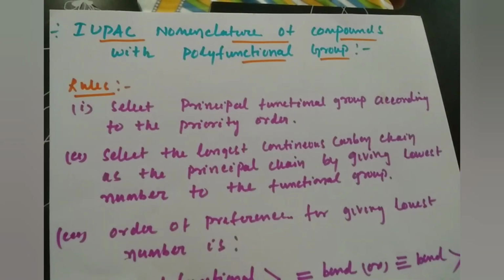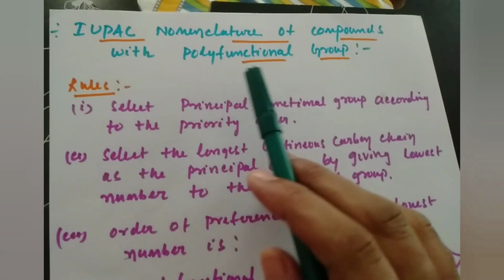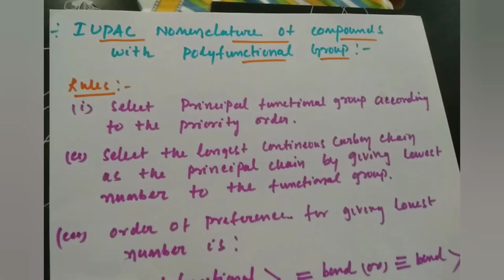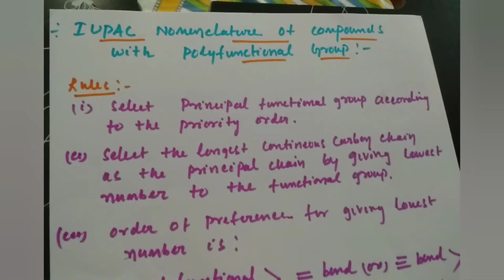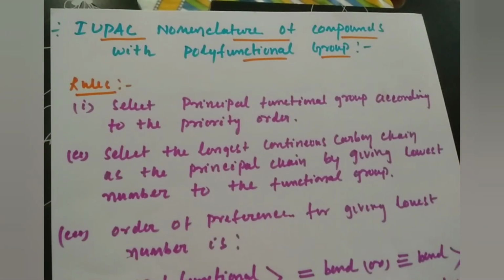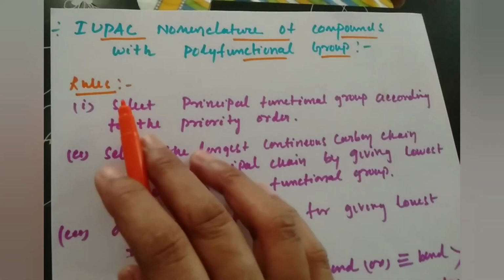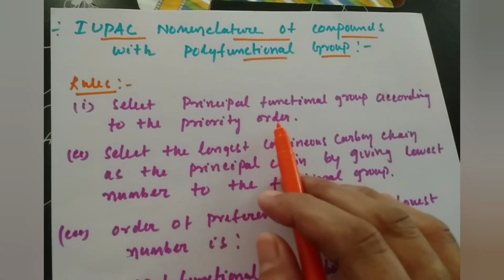Hello students, let us discuss IUPAC nomenclature of compounds with polyfunctional groups. If more than one functional group is present in a compound, then how will you treat the functional groups, as substituents or principal functional groups? What are the rules? The first rule is to select the principal functional group according to the priority order.